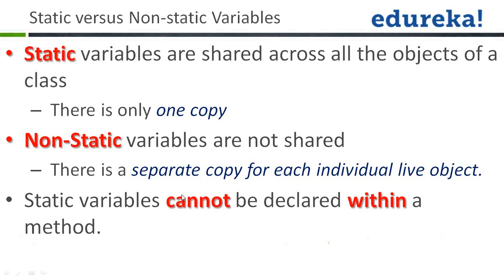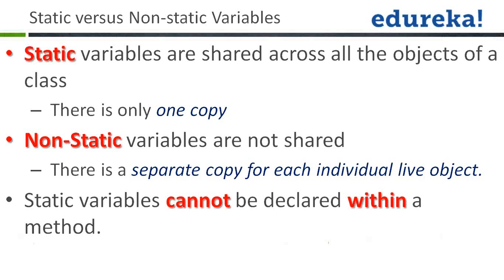Now what is a non-static variable? It is a separate copy for each individual live object. These are common variables, and static variables cannot be declared within a method. Outside the class, you can access that static variable in some other class. But if you are placing that static variable outside the block of the class, it is not possible. Fida says, for example, the main class in Java, there is only one copy when you write static.